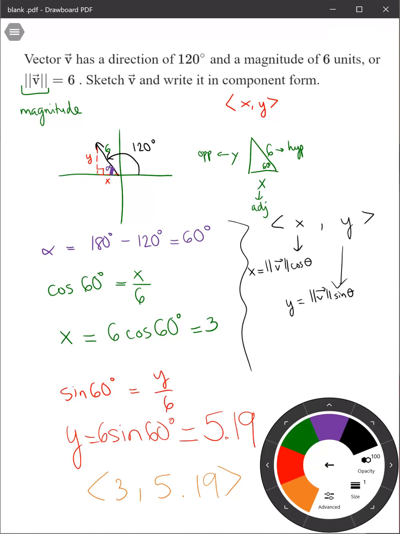You can use the formula, or when you sketch it out, you can use your prior knowledge. You can still find the x and y values. Either way, whichever is easier for you will work for me. All right. Any questions so far, guys?